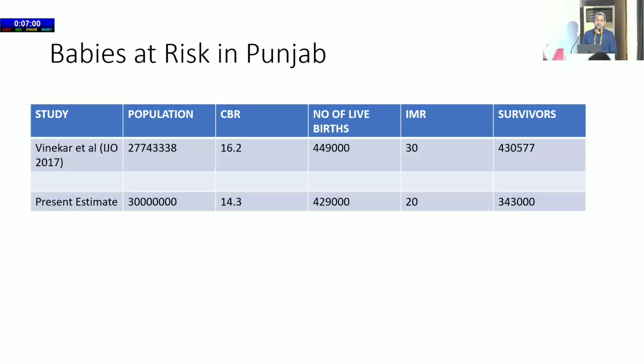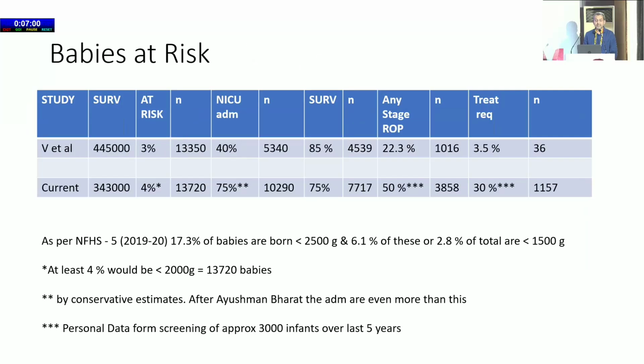There was one paper published a long time back in IJO by Vinekar et al. They had extrapolated the figures from a few other states to Punjab. And look, the present estimate that I have done is below, because though the population is higher now compared to their study, the crude birth rate has come down, the number of live births has come down, and the infant mortality rate has come down, so the survivors were fewer. However, in the next slide you see, they had calculated that at-risk babies were 3%; according to my estimate it is 4%, because by the National Family Health Survey, at least 4% would be less than 2,000 grams, which is a cutoff for ROP screening.